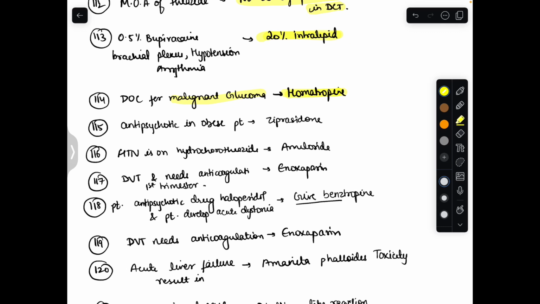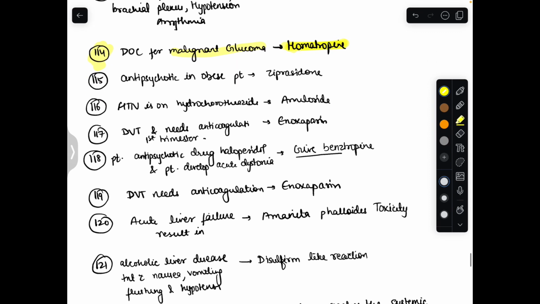Drug of choice for malignant glaucoma is homatropine. For this also, the teacher said that this one is the correct answer, but I don't remember this question. If you remember, then please go ahead and count your 1 mark. Now, for 115, antipsychotic in an obese patient. Which antipsychotic do we have to give for the obese patient? So the correct answer for that one is ziprasidone.